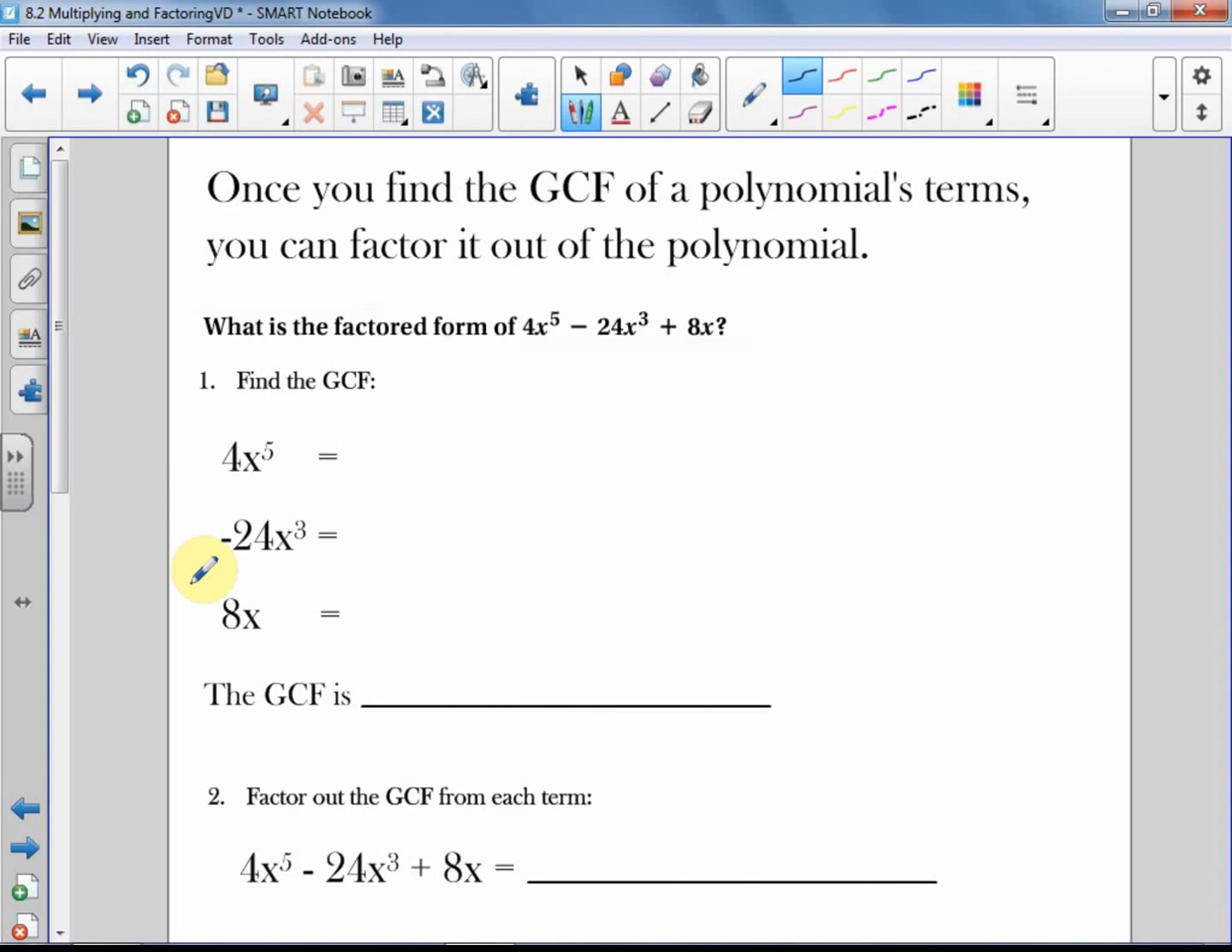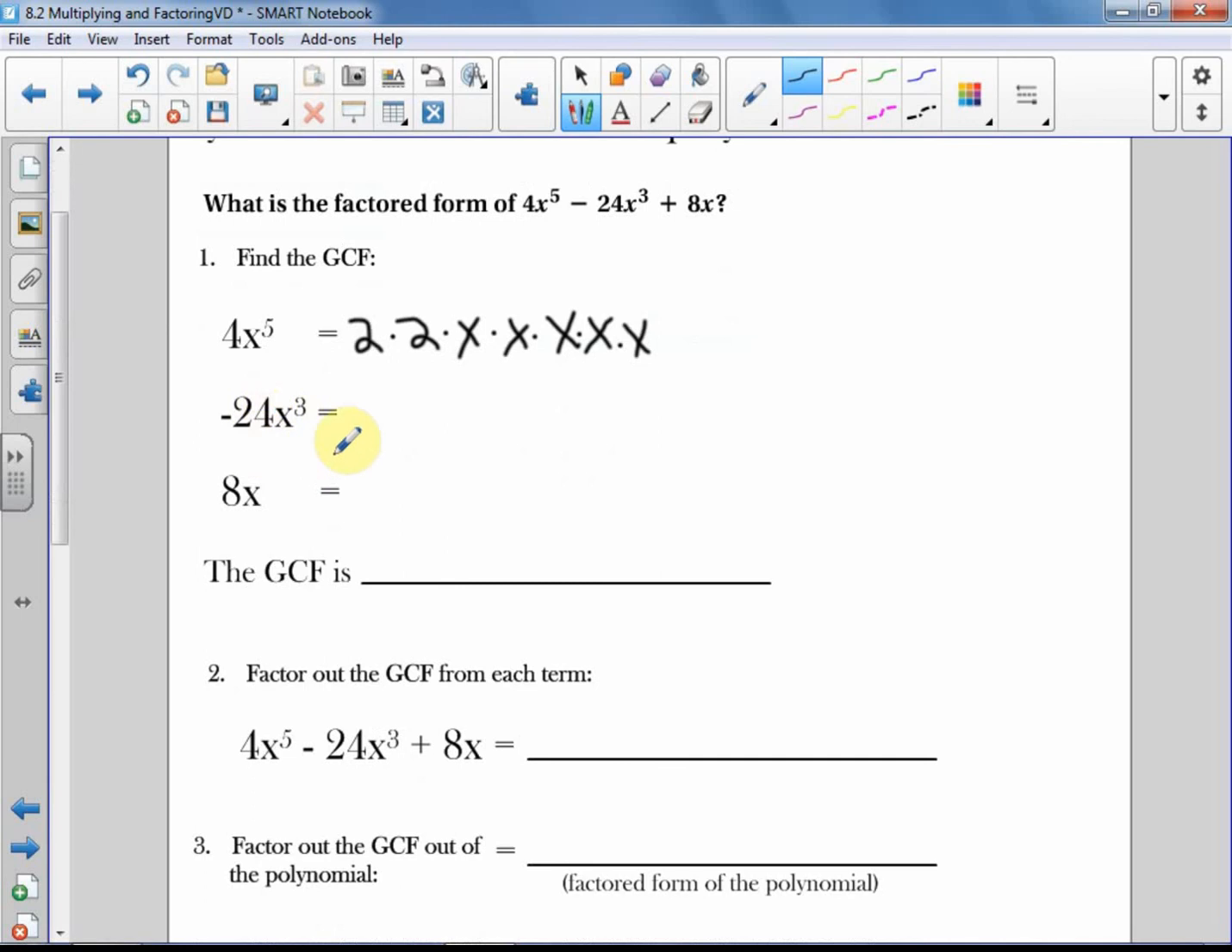So first I'm going to find the GCF. So we need prime factors of 4x to the 5th. I know that 2 times 2 is 4, and those are both prime numbers, so that is absolutely perfect. And I'm going to list all of my x's. Next, I need to find the prime factorization of 24x cubed. Don't worry about this negative right here. That comes later. For now, we're just going to find the prime factorization of 24.